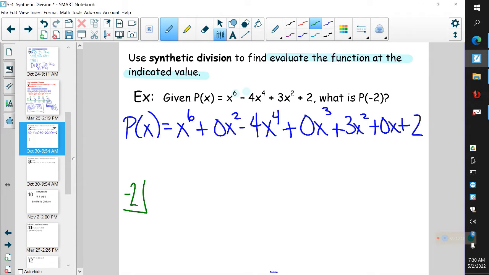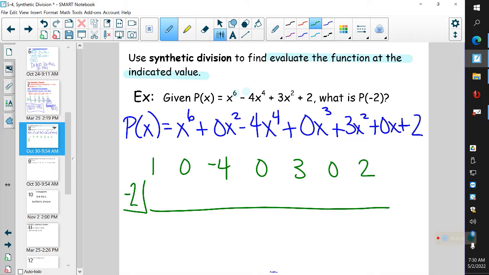Negative 2 goes in my half box, and I have a 1, a 0, a negative 4, a 0, a 3, a 0, and a 2. I drop down the 1. 1 times negative 2 is negative 2. I add straight down to give me negative 2. Negative 2 times negative 2 is positive 4. Add straight down to give me 0.